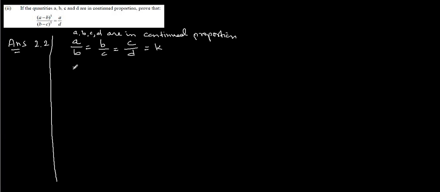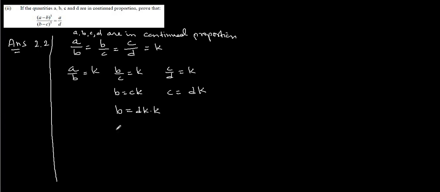K. So now A upon B is equal to K, B upon C is equal to K, and C upon D is equal to K. Now C is equal to dk, and here B is equal to ck, where you replace the value of C by dk. So dk dot k. So what you got? B is equal to dk square. In the same manner, here A is equal to bk, where you replace the value of B as dk square dot k, and you get the value of A as dk cube.